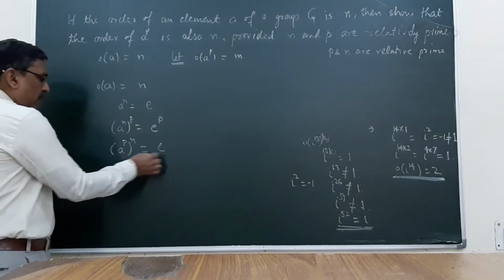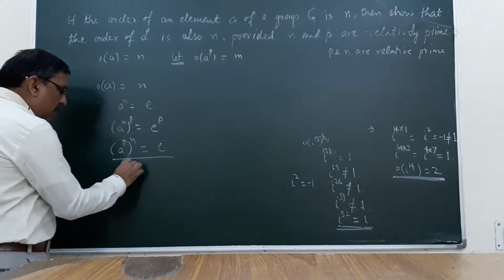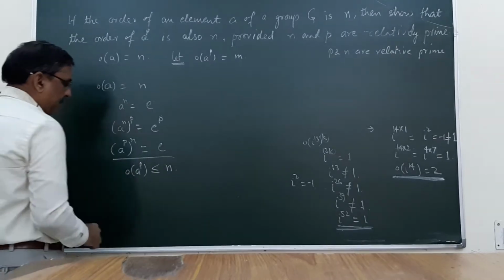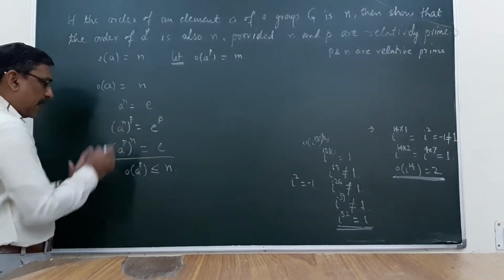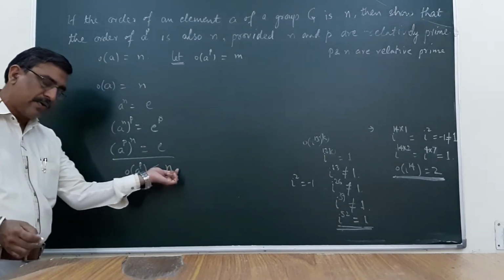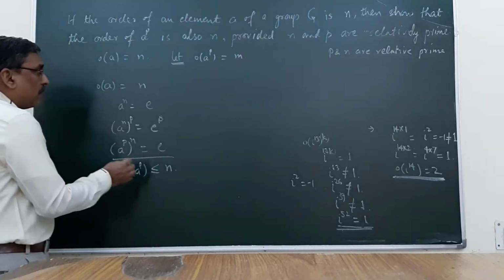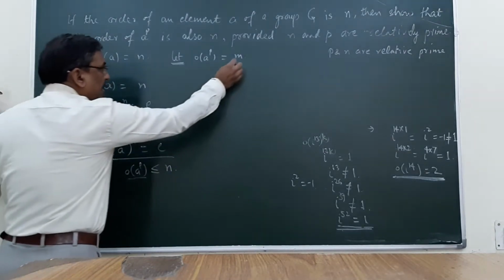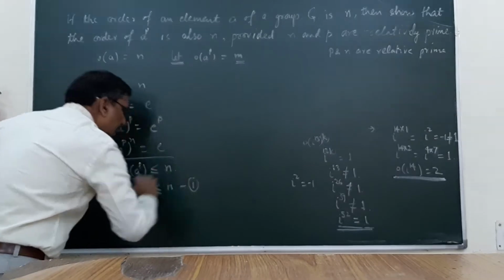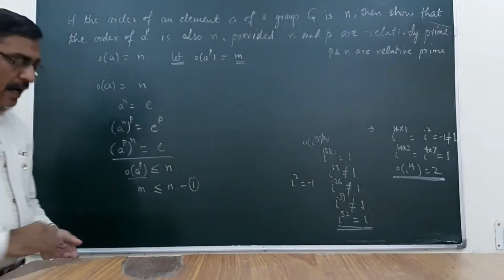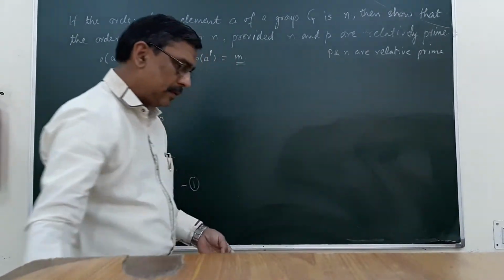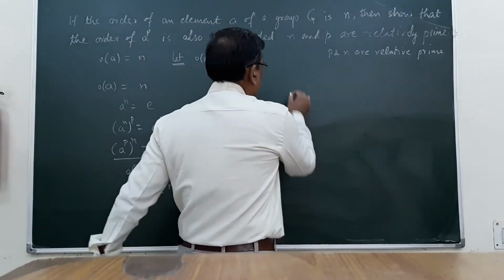So from this result, I can say order of a raised to the power p is less than or equal to n. Means (a^p)^n is equal to identity, so order of a^p is less than or equal to n. Now, what is the order of a^p? We have taken this as m. So this is one of the results: m is less than or equal to n. Again, p and n are relatively prime.